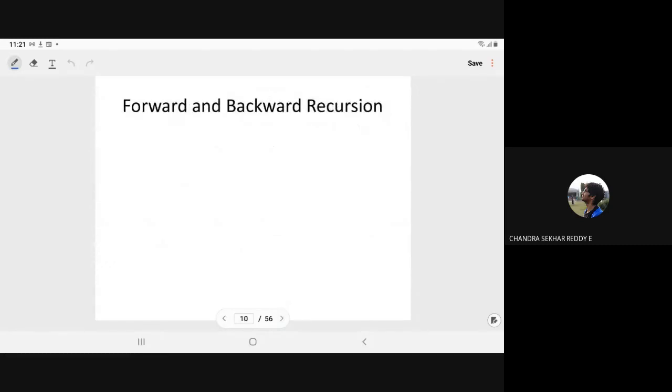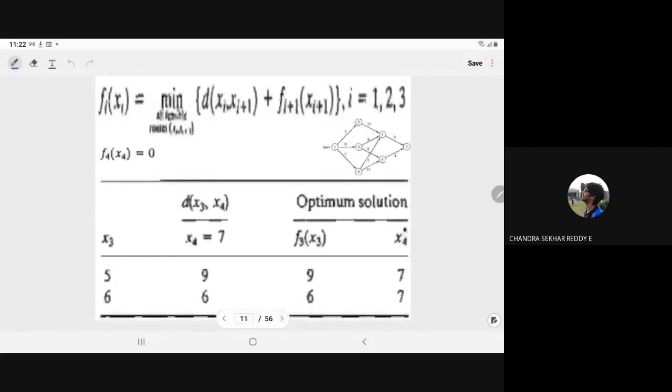So what I have told you is that we have two methods, either forward recursion or backward recursion. Forward recursion means we proceed from node 1 to node 7, and in backward recursion we proceed from node 7 to node 1. The formula I told you earlier is for the forward one, in which we go from stage 1 to stage 7, or node 1 to node 7.